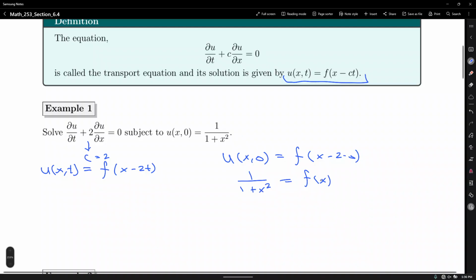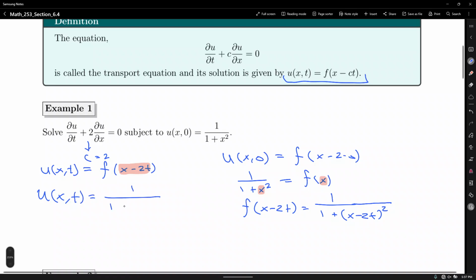So what do we do now? In this case, this is f of x. Now we're going to replace every instance of x with x minus 2t. That is 1 over 1 plus x minus 2t quantity squared. And that's a solution. Let me write it down more formally: u of x, t equals 1 over 1 plus x minus 2t quantity squared.